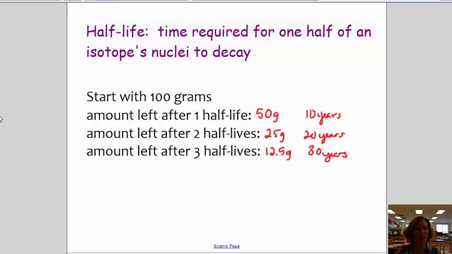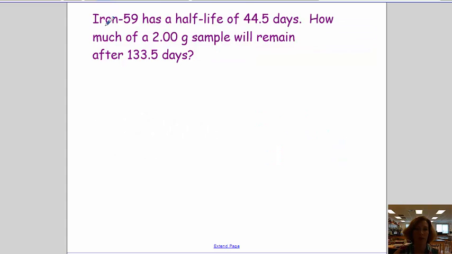So let's look at a typical problem that you might see. Iron 59 has a half-life of 44.5 days. How much of a 2-gram sample will remain after 133.5 days? So it's always a good idea to underline information in your problem to help keep you focused on what you need to find and what you've got.